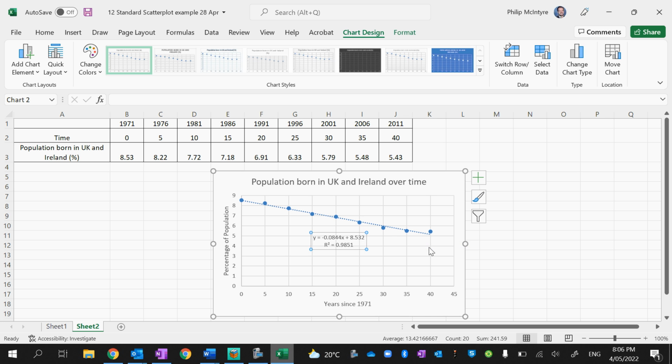It's a negative value. The y-intercept, the 8.532, is telling us where it crosses this vertical axis. But it's also telling us, in this case, where we're starting from. What was the percentage of the population born in the UK and Ireland in 1971? Basically, that's where we start. And then it's just steadily decreased. So that's how I would interpret. I'll write a couple of things in the OneNote. And so let's see how we go. Okay.